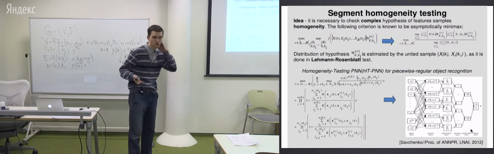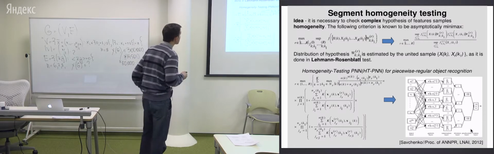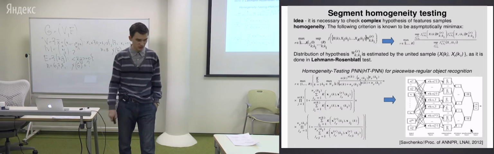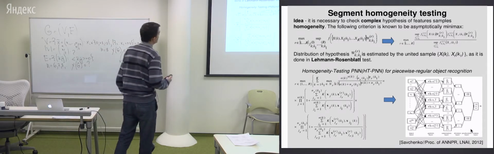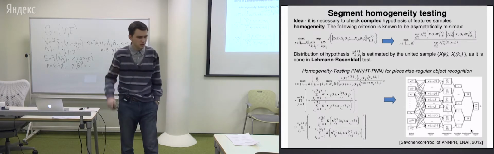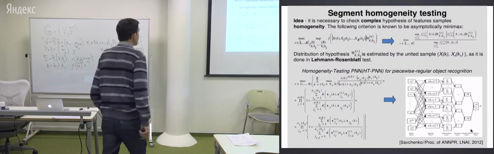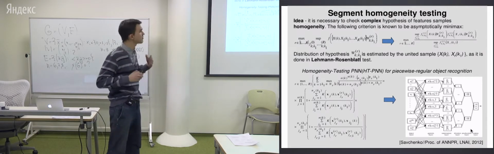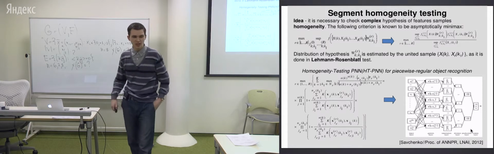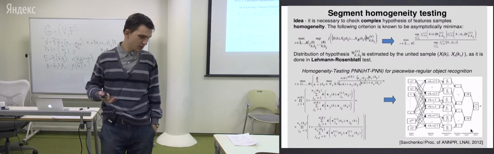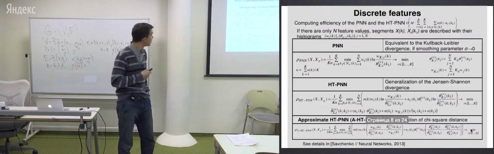So again, we need to test if the query object and each model object are homogeneous or not homogeneous. It's similar to the Lehmann-Rosenblatt test for homogeneity. We performed several calculations, and here is our homogeneity test in a probabilistic neural network. It's some generalization of PNN from the previous slide. In fact, if the segment size, for example, the number of pixels in the segment, is huge in the model database, then this expression is equivalent to the conventional probabilistic neural network.